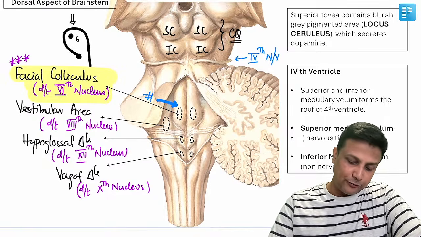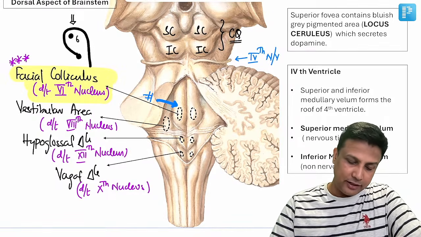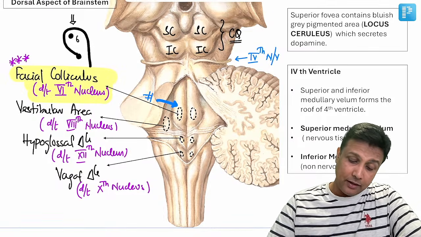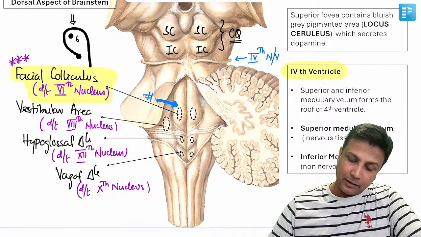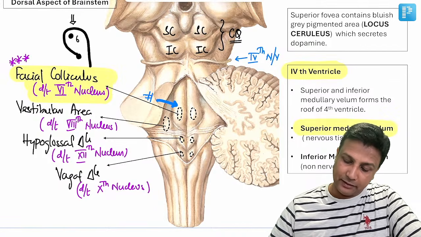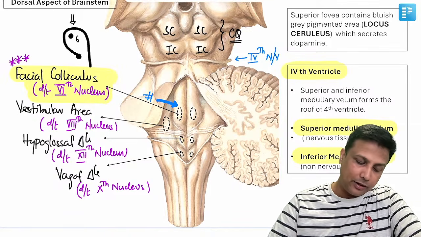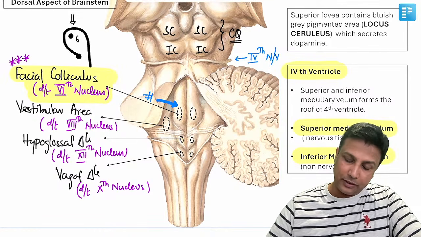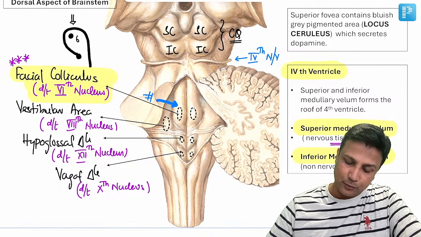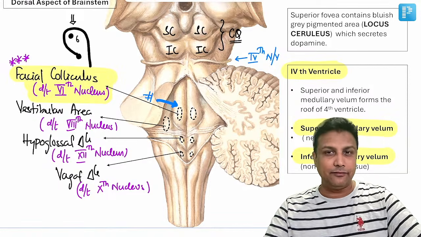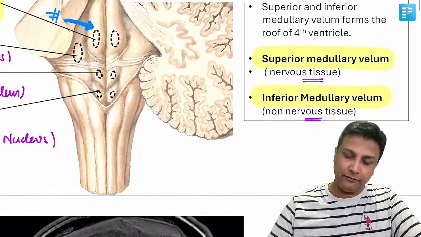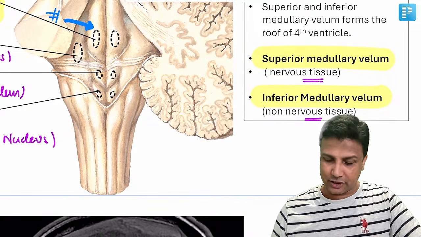So in the floor of the fourth ventricle, the main thing to learn is the facial colliculus. Now apart from that, what forms the roof of the fourth ventricle? Remember, it is formed by the superior medullary velum and the inferior medullary velum. The only point you have to remember here is that the superior medullary velum is nervous tissue, whereas the inferior medullary velum is non-nervous tissue.